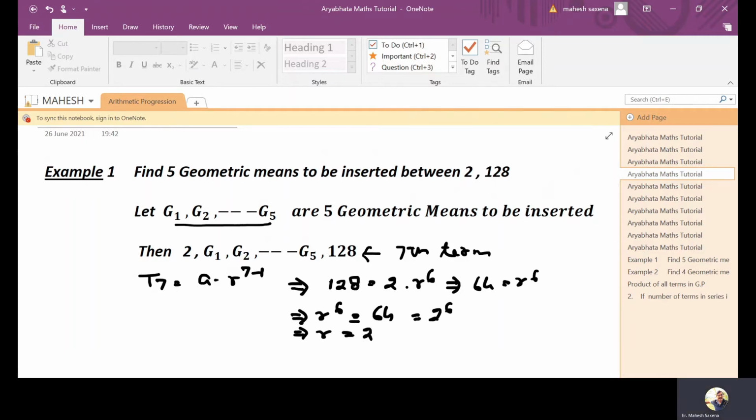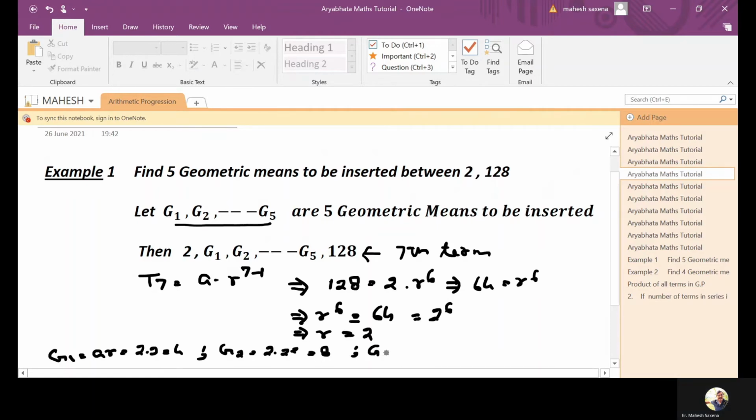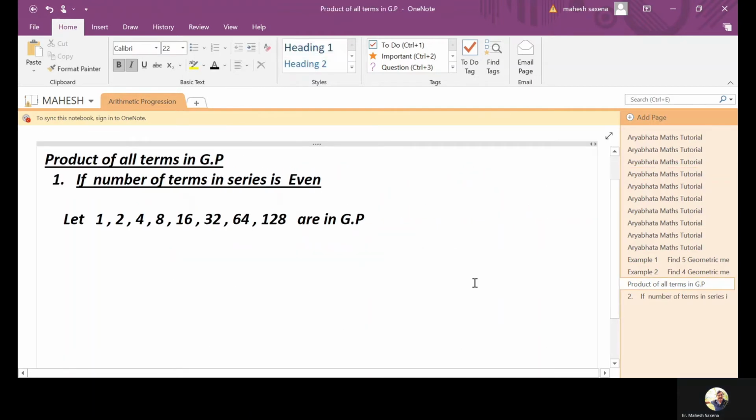If r is equal to 2, then G1 is equal to A r, that is 2 into 2, that is 4. G2 is equal to 2 into 2 square, that is 8. G3 is equal to 16. G4 is equal to 32. And G5 is equal to 64. And these are the 5 geometric means.